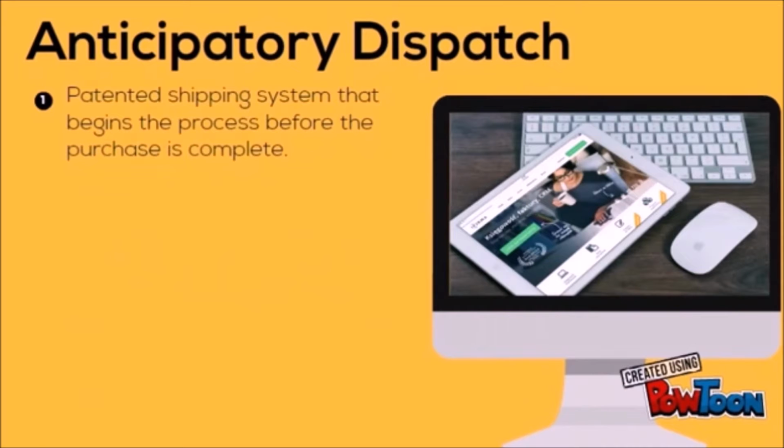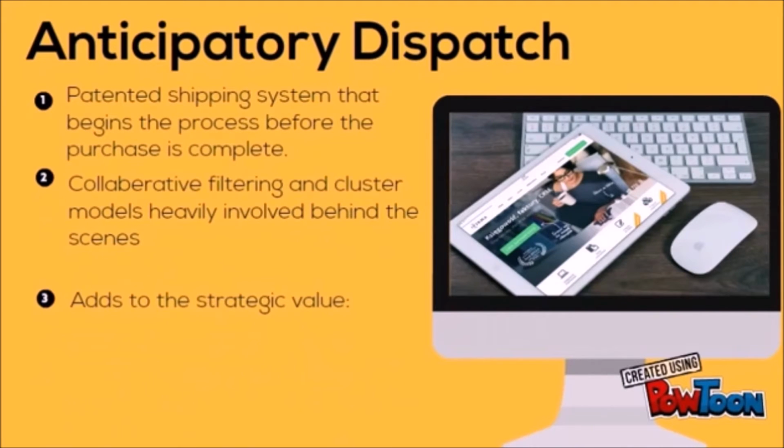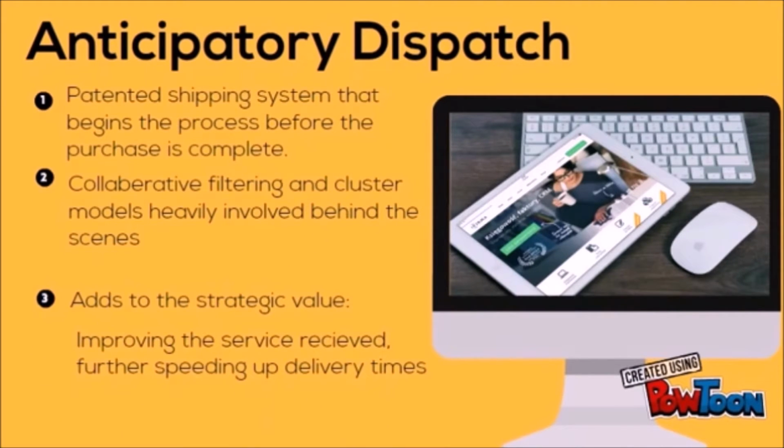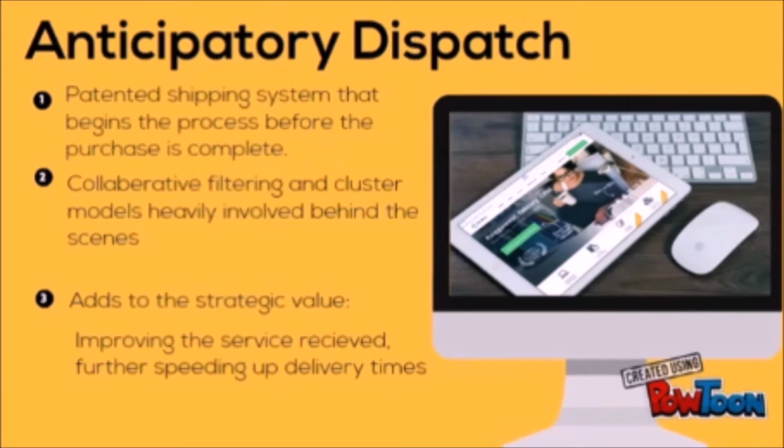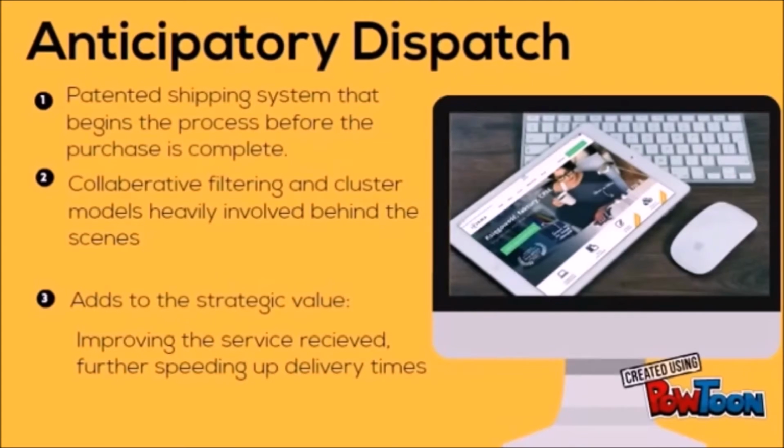Anticipatory dispatch system. Patented in 2014, Amazon created the anticipatory dispatch system to work out what the customer wants and when the customer wants it. The complex IT system behind it uses the collaborative filtering cluster model we mentioned previously, as well as multiple other sources to gain information on previous purchase history and browsing history. This helps Amazon understand the buying process of the customer and allows them to begin the shipping process before the customer buys a product, ultimately adding value due to delivery time being cut even further.